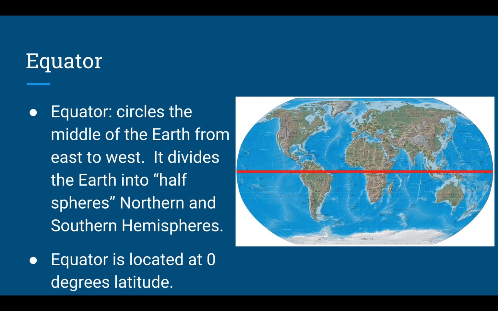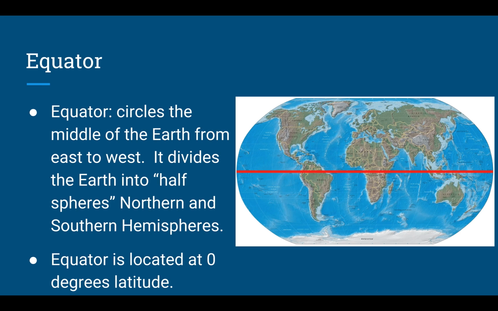It can only go, if it's going side to side, from east to west or west to east. It's not going north or south. It doesn't go that direction because it's not vertical. So the equator also divides the Earth into half spheres, the northern hemisphere and the southern hemisphere.